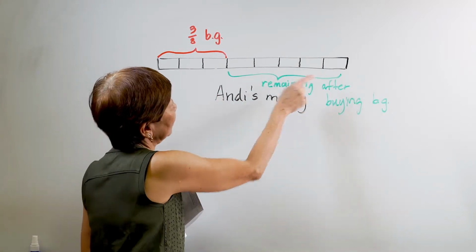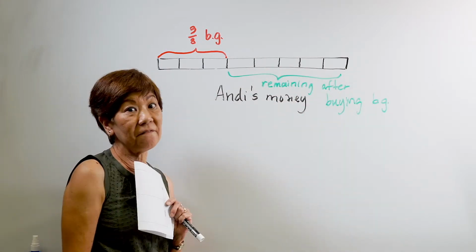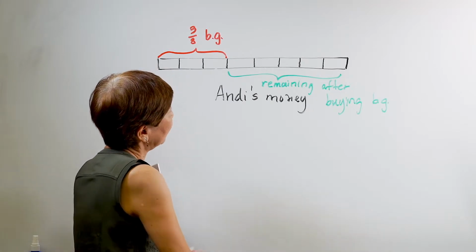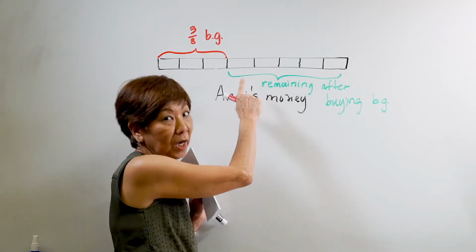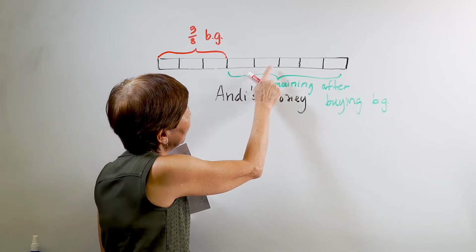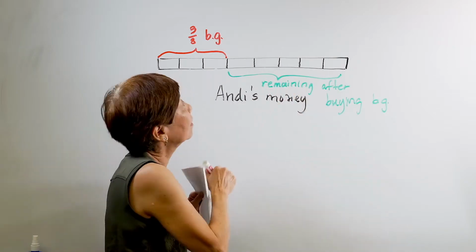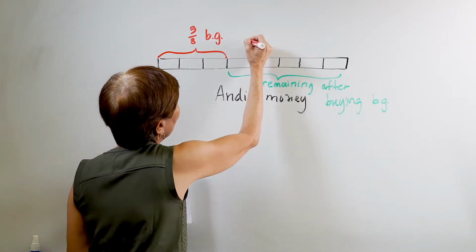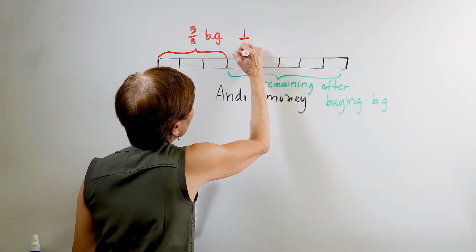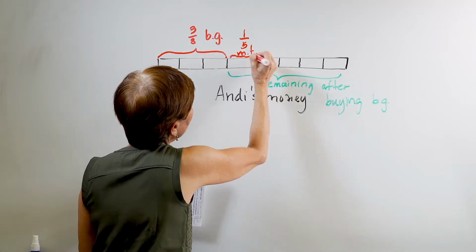So when we look at it, it kind of works out nicely here. There are 5 equal parts of what's remaining. So that means that each of these parts is 1/5 of what's remaining. So 1/5, 2/5, 3/5, 4/5, 5/5 of what's remaining. So she spent 1/5 on the movie ticket. That's this part here.